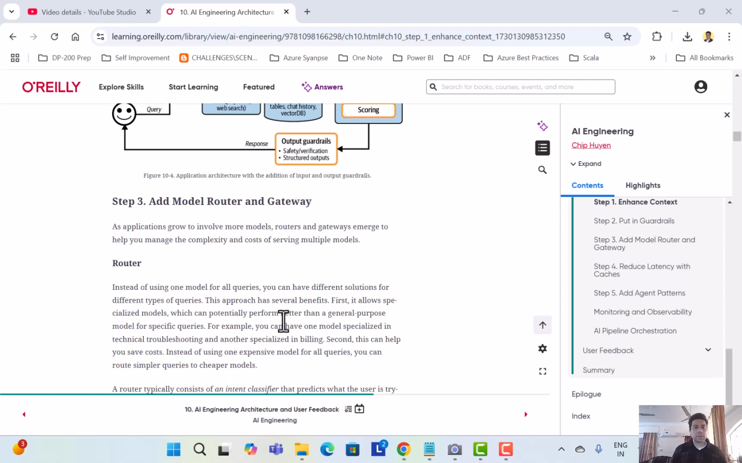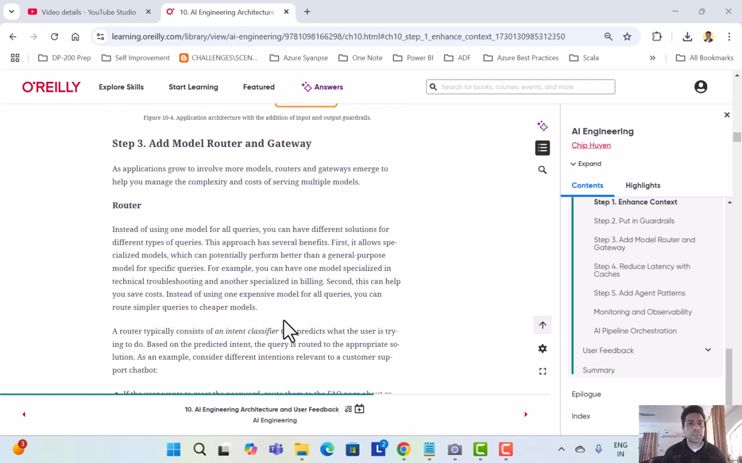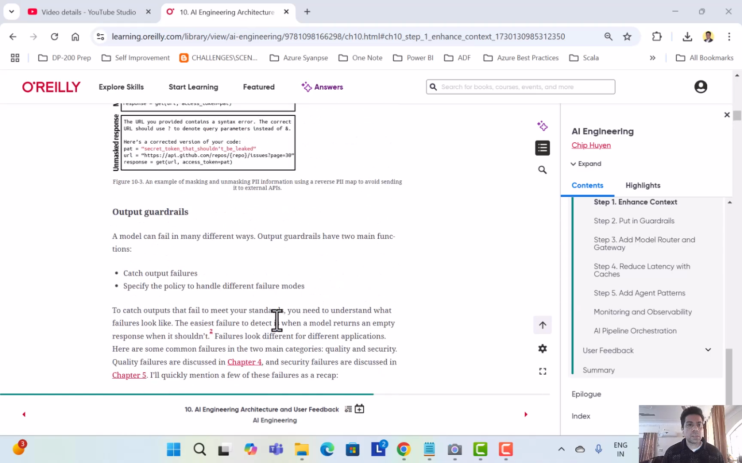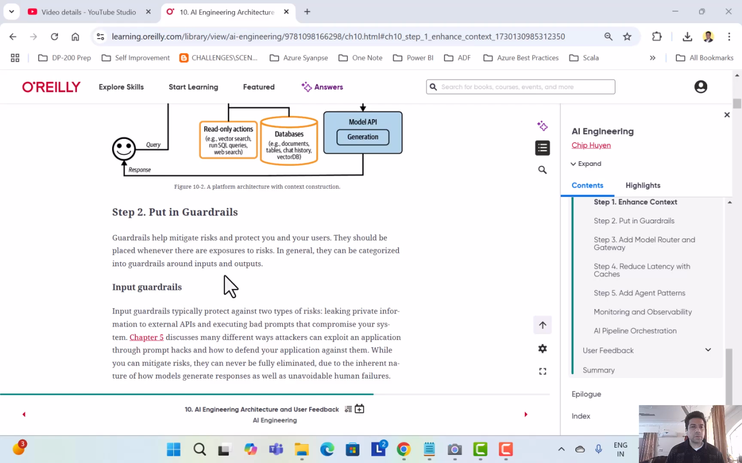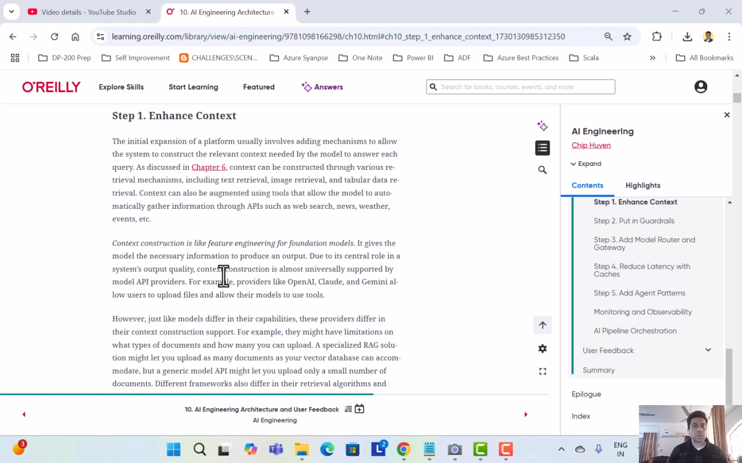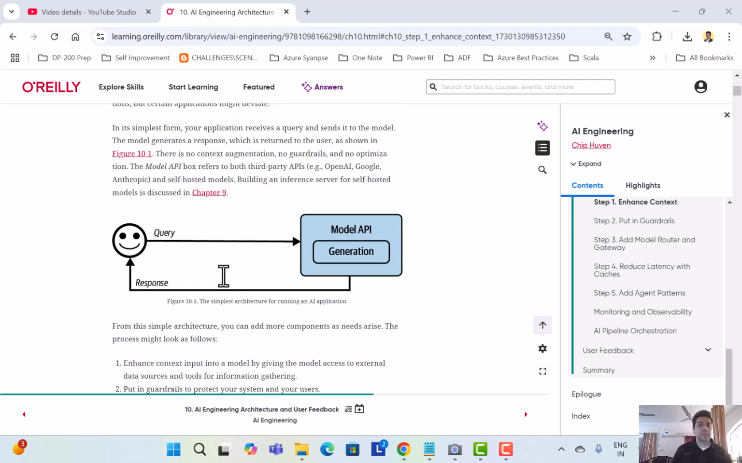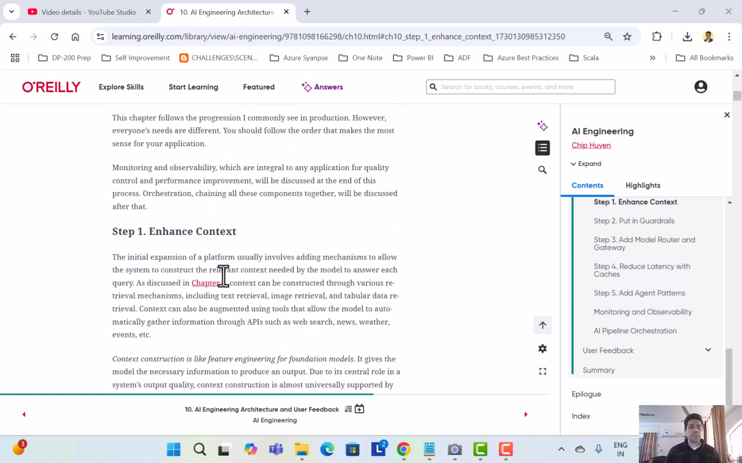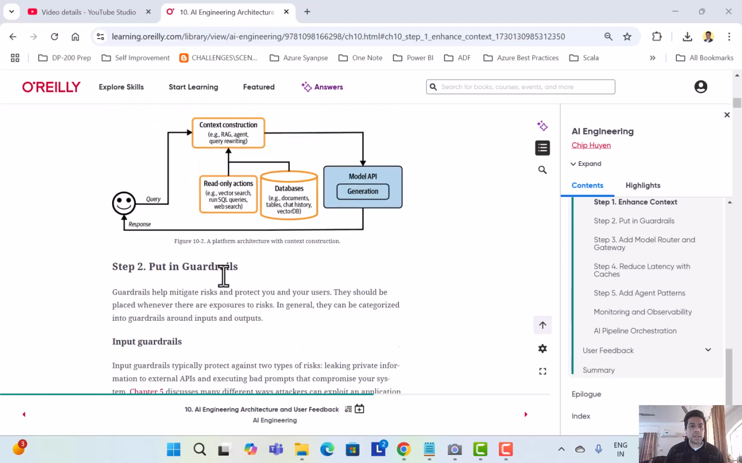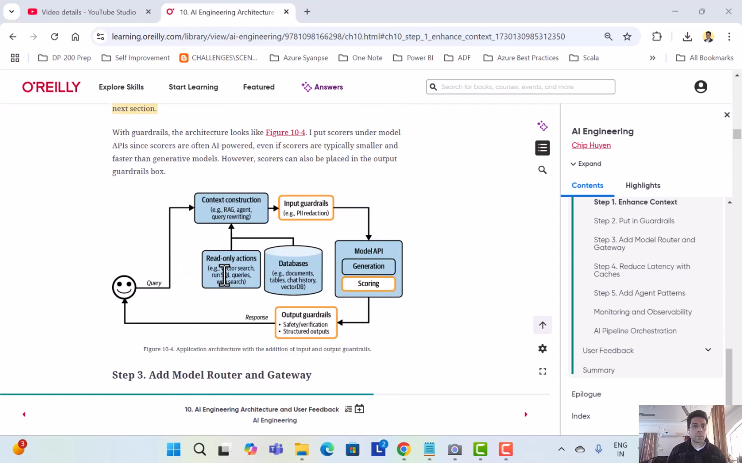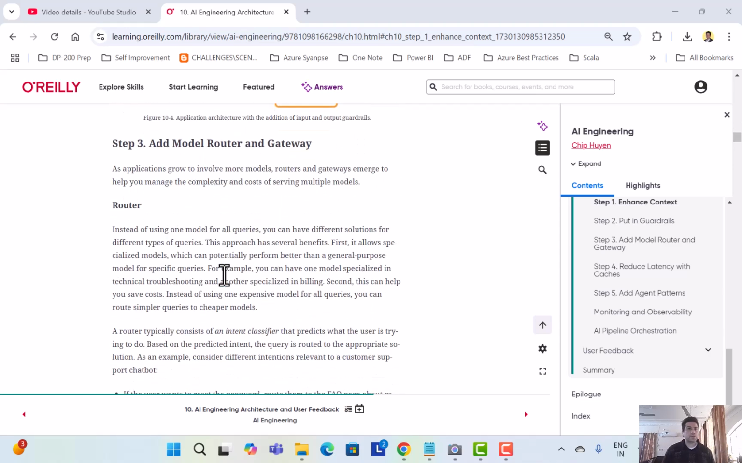So we'll continue our reading, and we will now look into the next step. I would have thought we would look into step four. So what was step one? Okay, step one was to enhance context. So you had the vanilla or basic architecture, then you enhance the context, and then you put in guardrails. Now we go into step three, which is add model router and gateway.